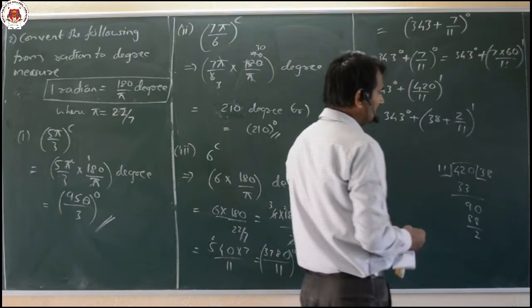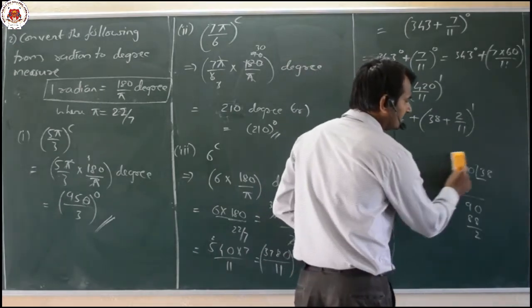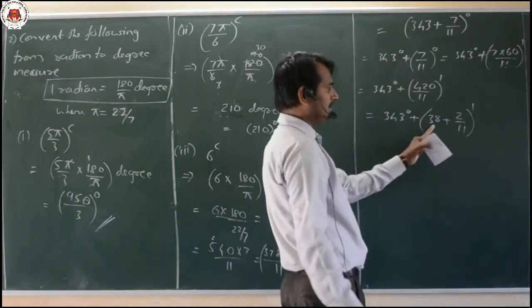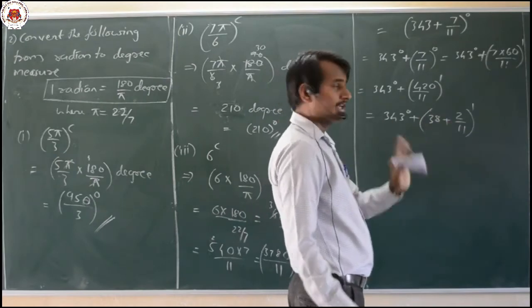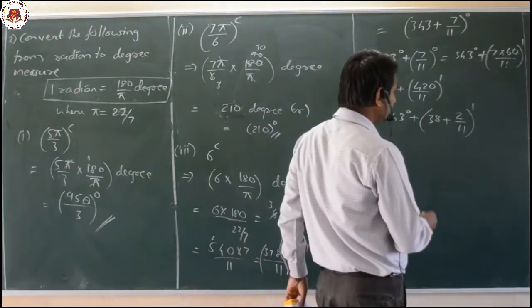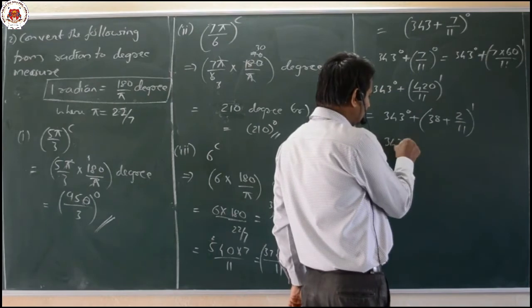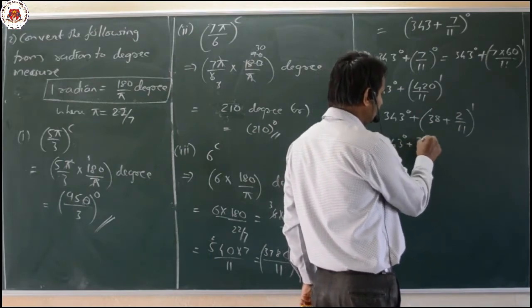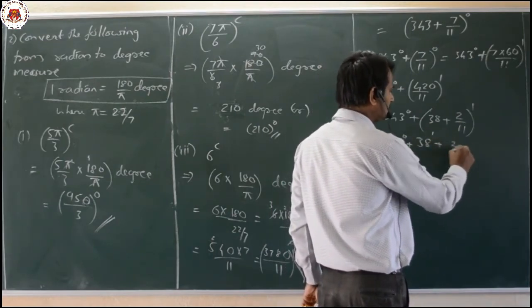Okay, I am dividing it, or you can write in terms of mixed fraction, quotient plus remainder by divisor, just by dividing it. Okay, now here that is nothing but 343 degrees plus 38 minutes plus 2 by 11 minutes it is.